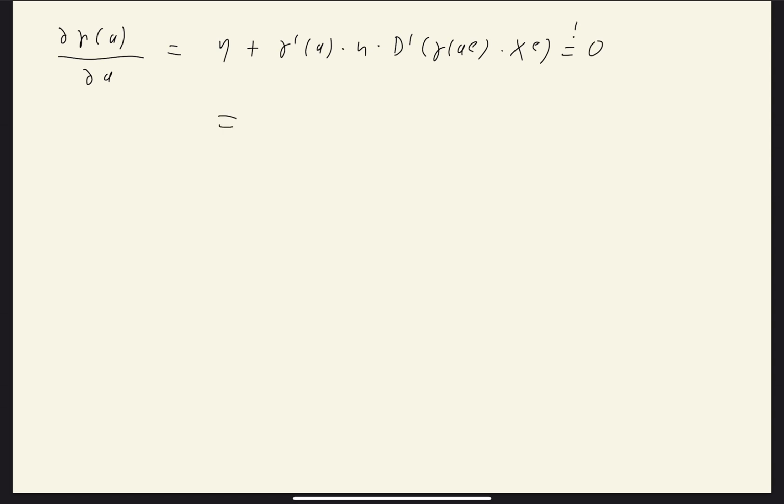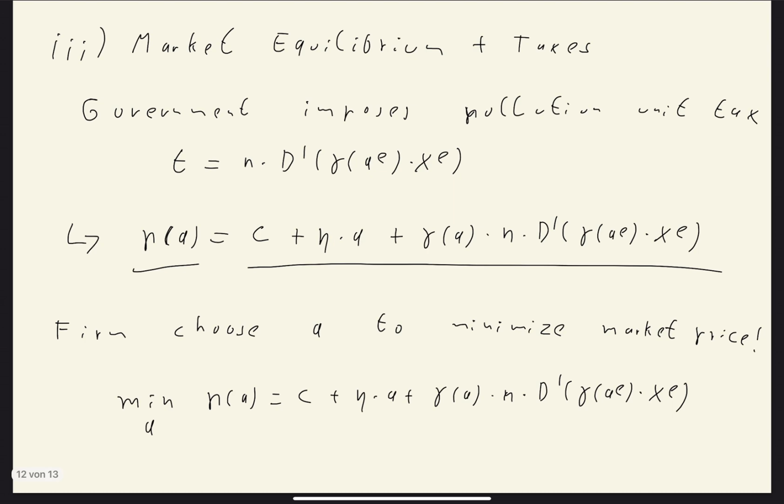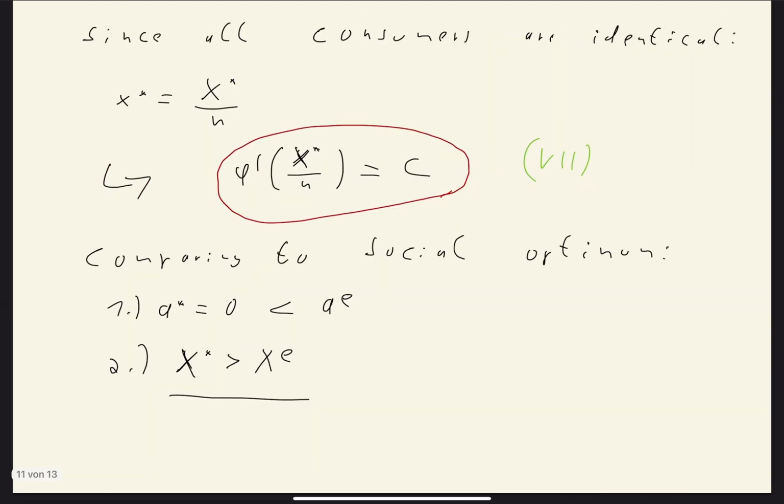And if we rearrange this, what we get is that eta is equal to minus gamma prime of A star times N times D prime of gamma of A_E times capital X_E. So this is a necessary condition for a minimum of the price, which we will denote by, let me go back to my numeration, equation number 8.